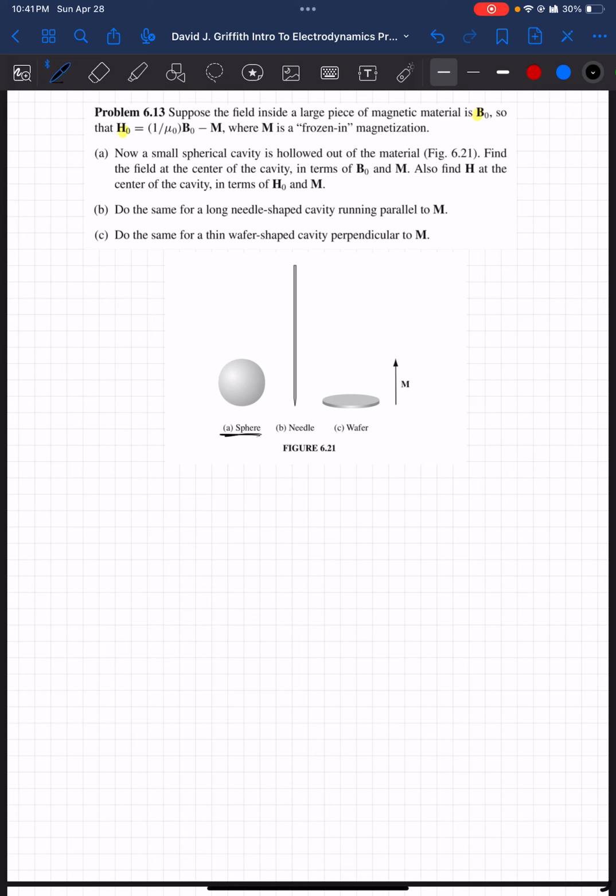Now, to understand what we're doing here, we're removing this sphere from our magnetic material, and the sphere has a magnetic field of itself. So we're just removing the magnetic field of the sphere. In example 6.1, we find that a sphere's magnetic field is just 2/3 mu naught M. So removing this from our original magnetic material would just be B is equal to B naught minus 2/3 mu naught M. So our new field with this spherical cavity is B naught minus 2/3 mu naught M.